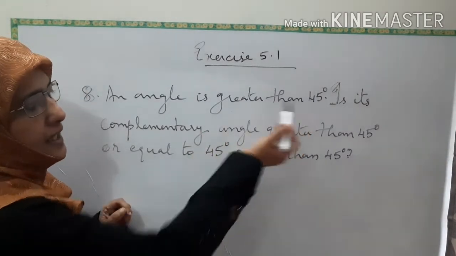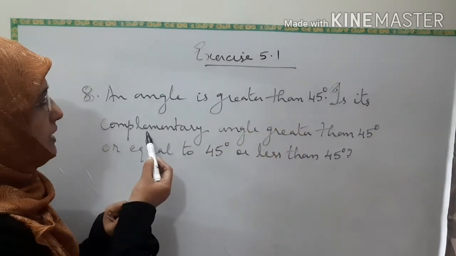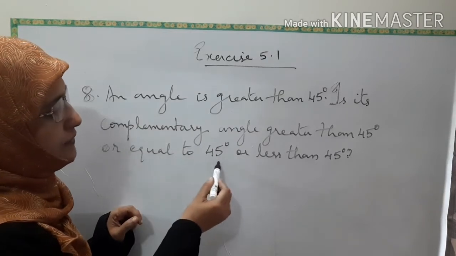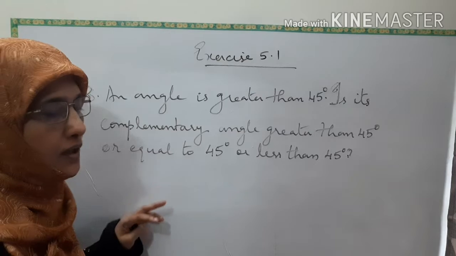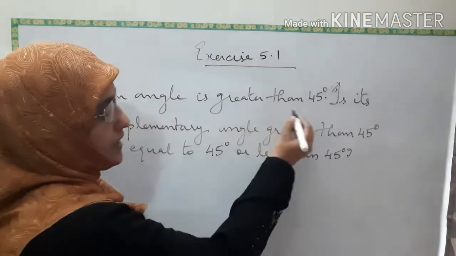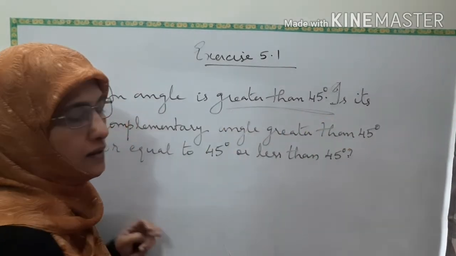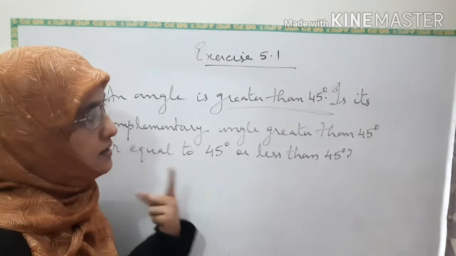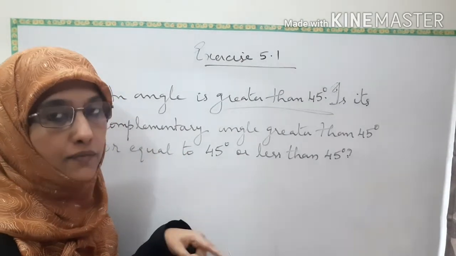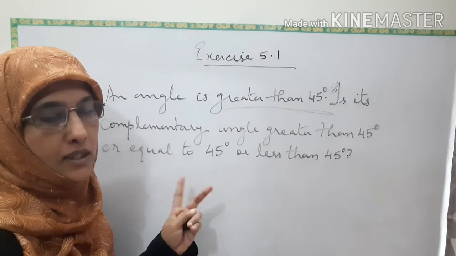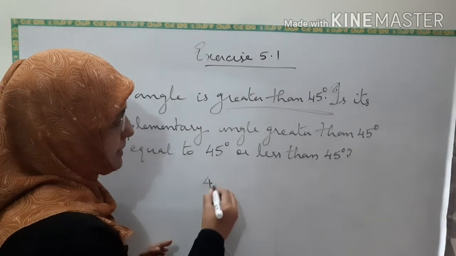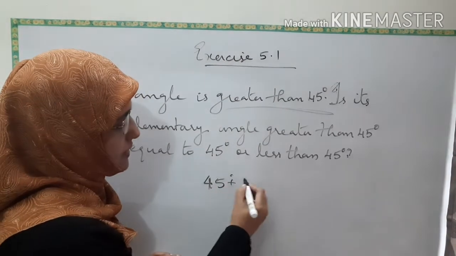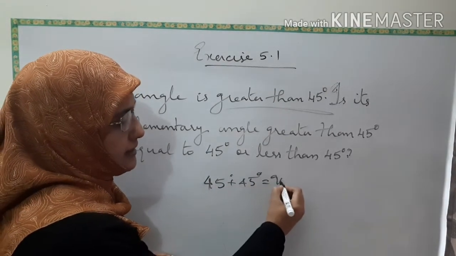See the eighth question. An angle is greater than 45 degrees. Is its complementary angle greater than 45, equal to 45, or less than 45? One angle is there. It is greater than 45. So complementary means you have to get 90 degrees. So one is greater than 45. What will be the other angle? See, 45 is the maximum angle for equal angles. 45 plus 45, it is 90, isn't it?